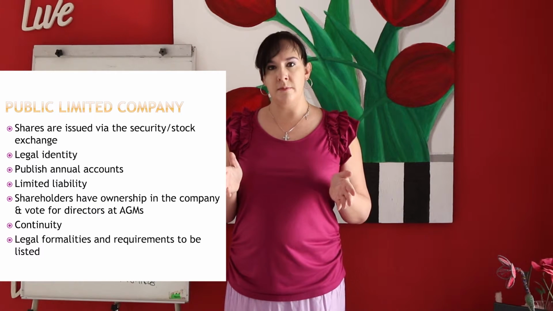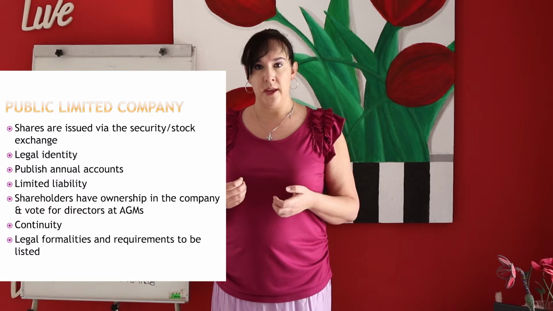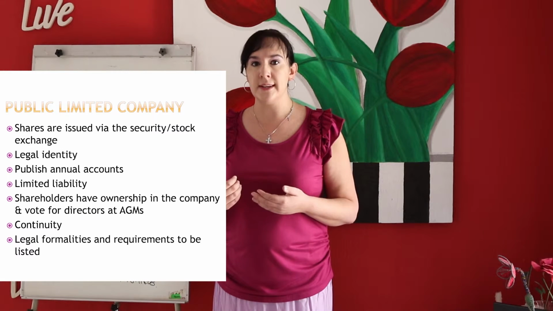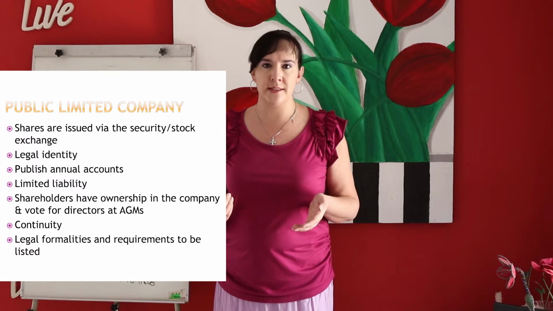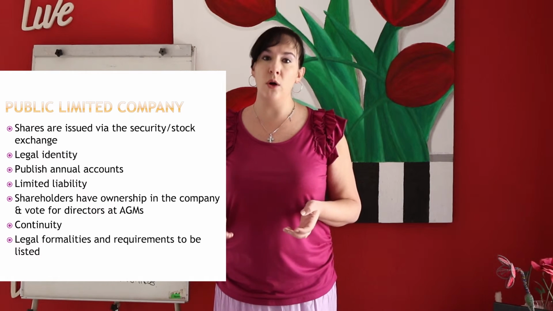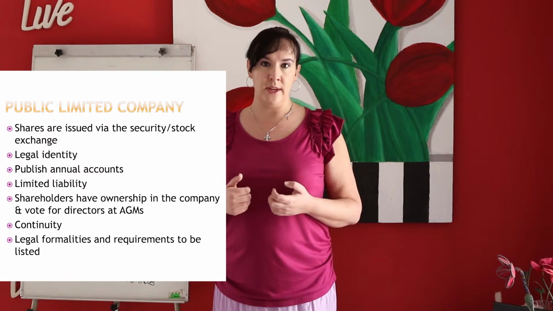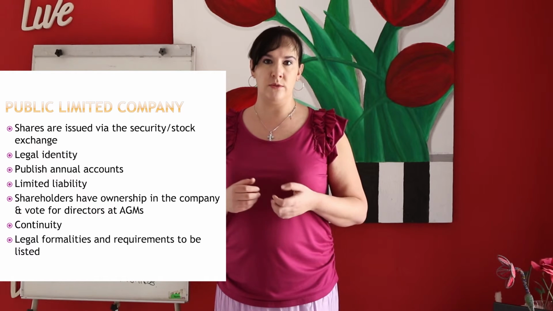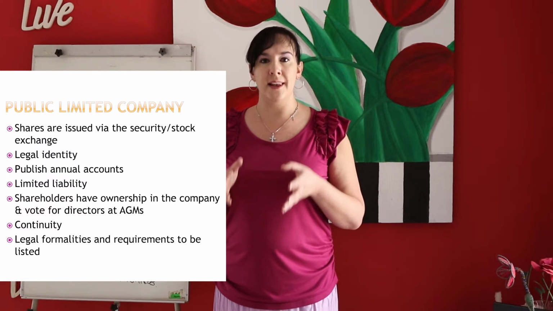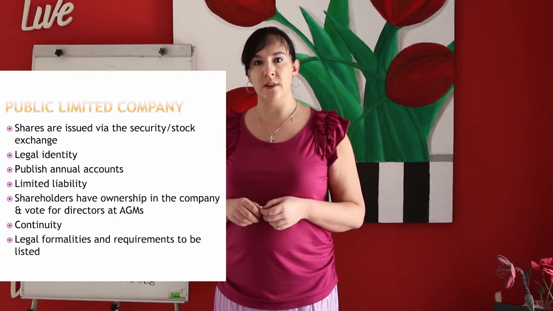So public limited companies have shareholders. These shareholders own the company, and these shareholders can vote at the AGMs for the new director or directors who will run the company on behalf of all the shareholders. Obviously, the more shares you hold in a public limited company, the more voting rights you have. So you have more power in terms of your votes. Then in a public limited company, you also have limited liability, and you have continuity and a separate legal identity.